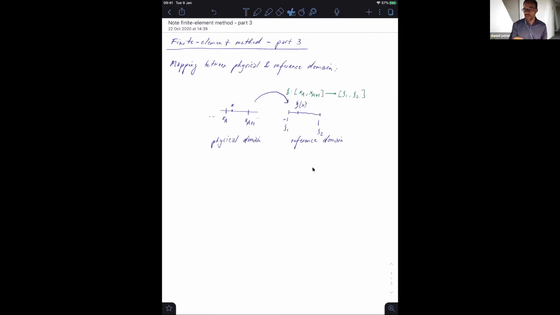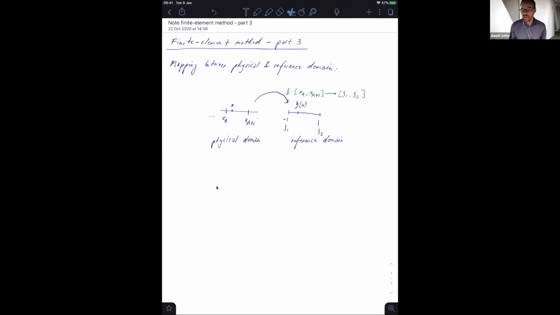So going back from position xi to position x again. And so this obviously has to exist, so the mapping has to be invertible. It would not be the case, for example, if the element, in this case the 1D element, if XA and XA plus 1 would be the same position. So basically having an element with 0 size. Then there is no mapping which is invertible, for example.